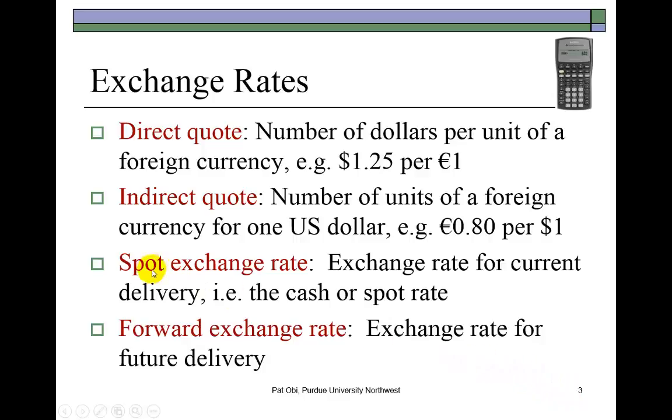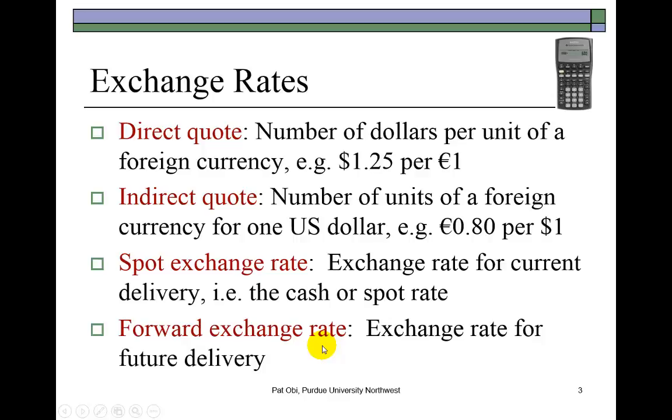Now, another description is whether the exchange rate is a spot exchange rate or a forward exchange rate. A spot exchange rate, as I note here, is the exchange rate for current delivery. So when you travel overseas and you see the exchange rate board, that is the rate of exchange at that point in time. That's a spot exchange rate. But when you agree to an exchange rate for delivery that will be made at some defined point in the future, that's a forward exchange rate, or if you like, a futures exchange rate.